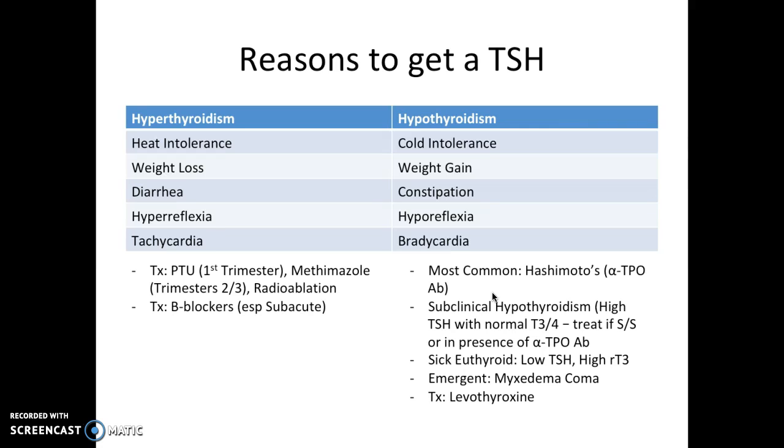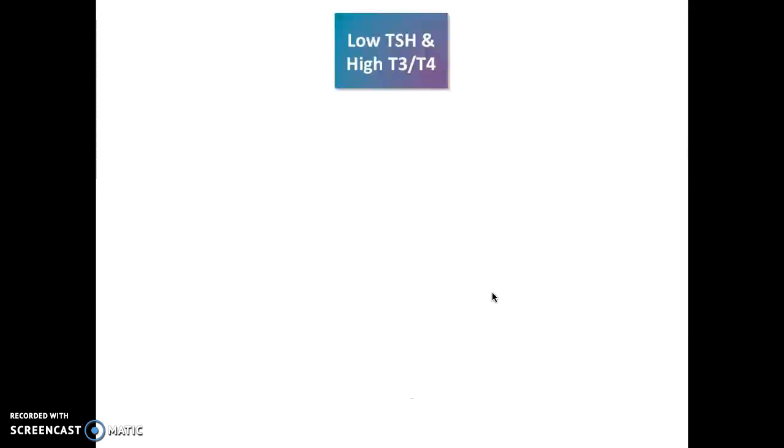Now, another treatment might be just symptomatic. Like I said, a lot of these people who have hyperthyroidism are tachycardic, so you might want to treat them with a beta blocker, particularly subacute or de Quervain's thyroiditis, which we'll get into here in a second. So, working these people up.